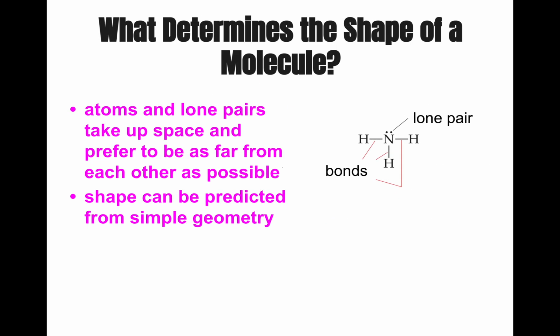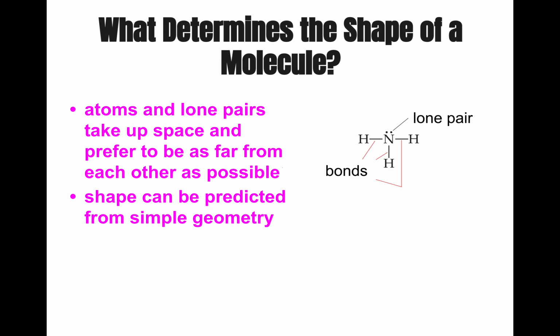Okay, so what determines the shape of a molecule? Atoms and lone pairs take up space and prefer to be as far away from each other as possible. We know electrons have negative charges, and they're paired up. The reason they're paired is because they have a different spin. One will spin clockwise, the other will spin counterclockwise, and by spinning differently, they can actually pair up. But really, the pairs want to be as far away from other pairs as possible.